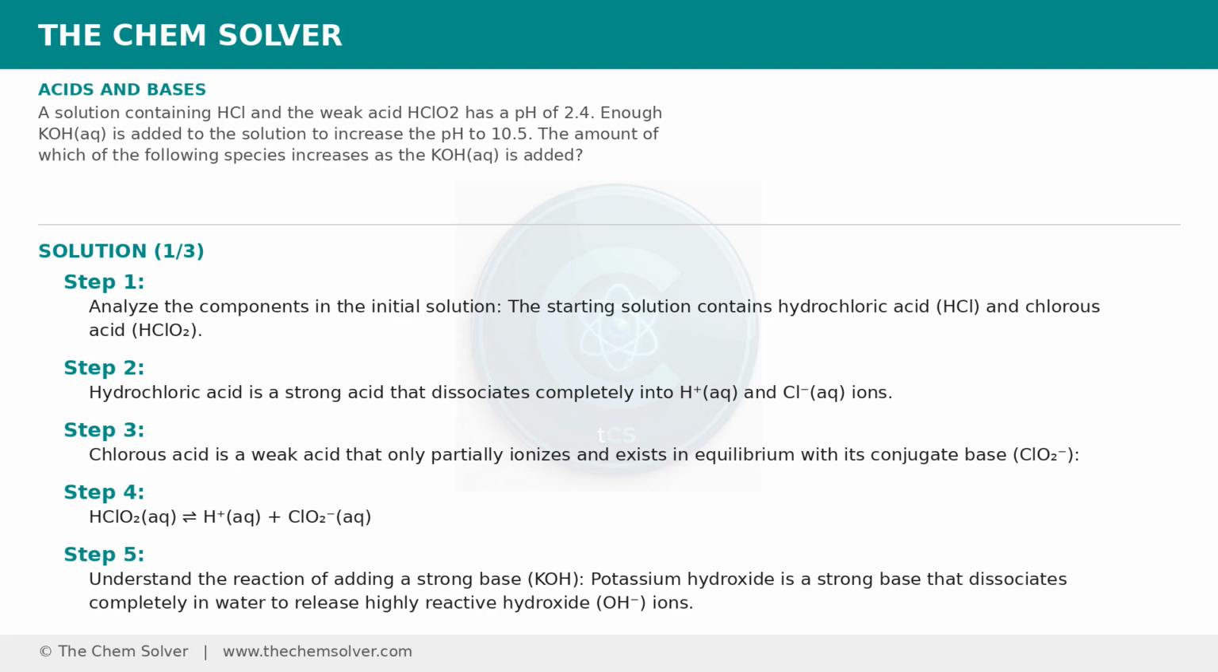Analyze the components in the initial solution. The starting solution contains hydrochloric acid, HCl, and chlorous acid, HClO2. Hydrochloric acid is a strong acid that dissociates completely into H⁺ and Cl⁻ ions. Chlorous acid is a weak acid that only partially ionizes and exists in equilibrium with its conjugate base, ClO2⁻. HClO2 is in equilibrium with H⁺ and ClO2⁻.